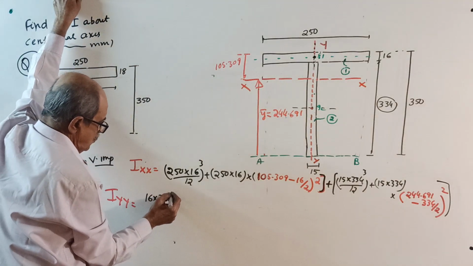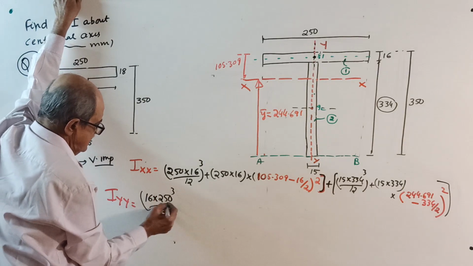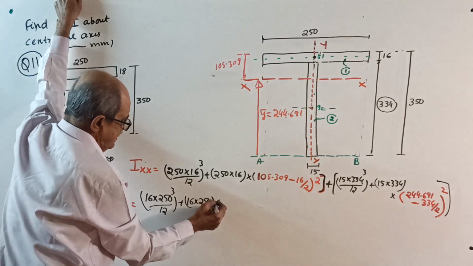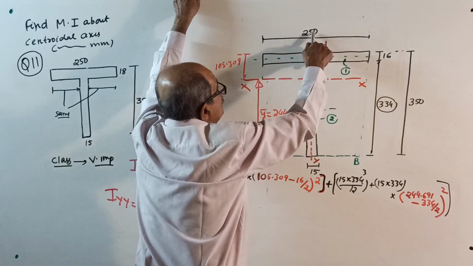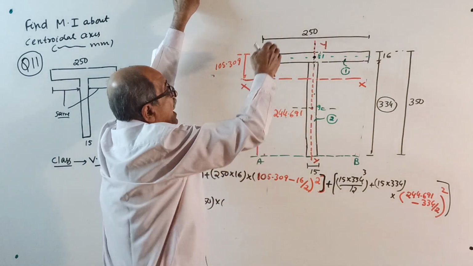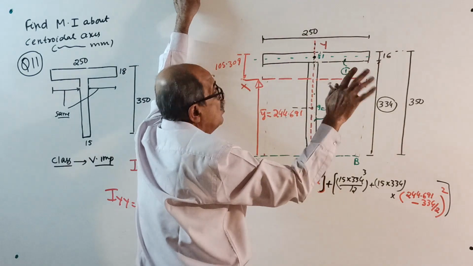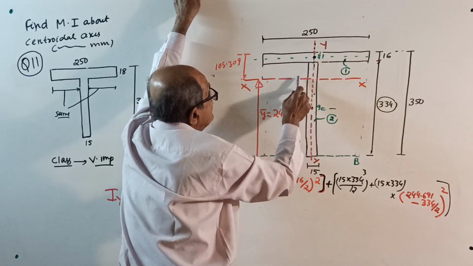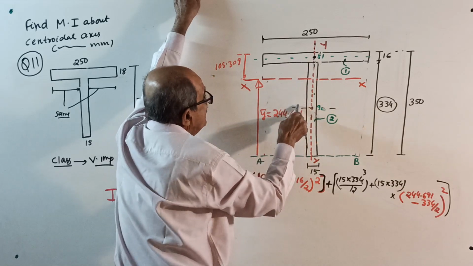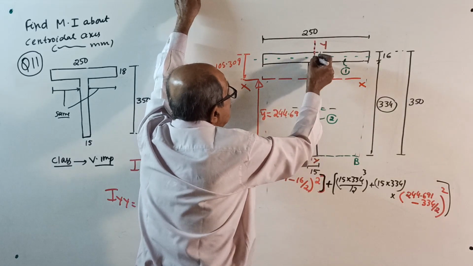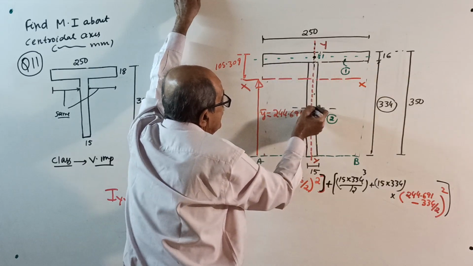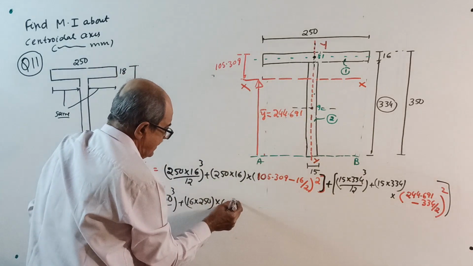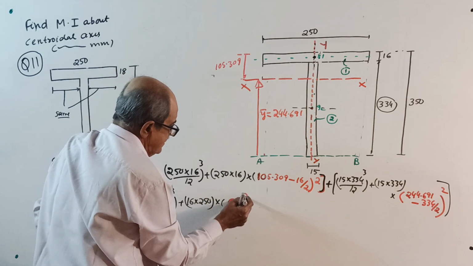16 into 250 cube by 12 is Ig, plus area, which is 16 into 250, into the distance from centroid to YY perpendicular, squared. Axis vertical means horizontal. When you do I about XX, the centroid is lying outside. But when you do I about YY, both the centroids lie on the YY axis, so into 0 squared. It's very important. See, 0 squared.